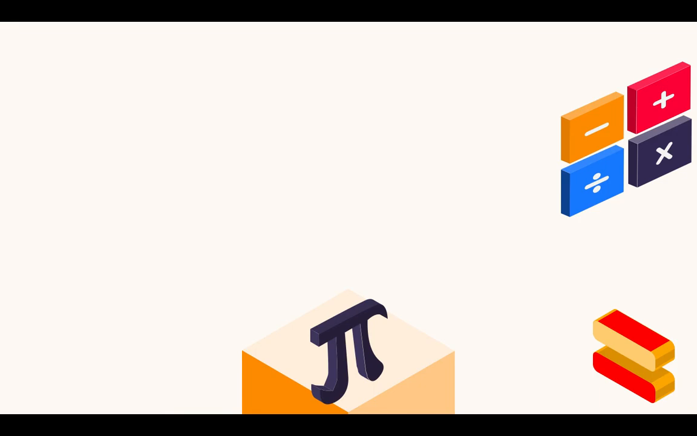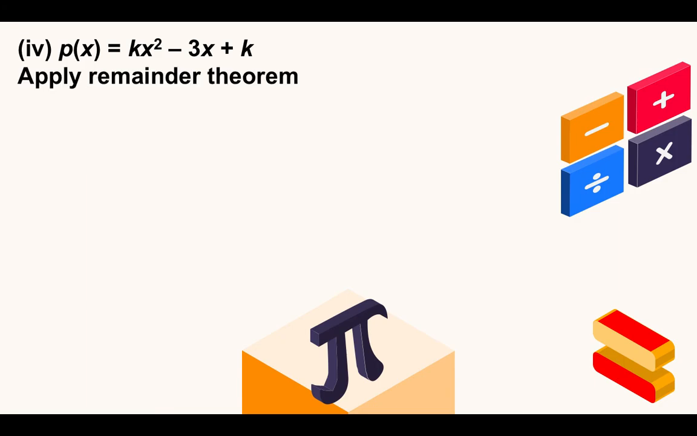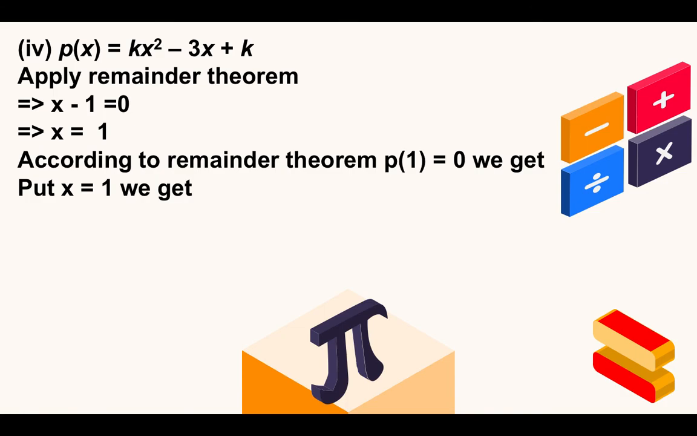Now the fourth part, p(x) is equal to kx square minus 3x plus k. Now I will apply the remainder theorem. X minus 1 is equal to 0 means x is equal to 1. So according to the remainder theorem, p of 1 should be equal to 0. So I'll put x is equal to 1. We get p(1) is equal to k into 1 square minus 3 into 1 plus k. I'll solve this. I get k minus 3 plus k.